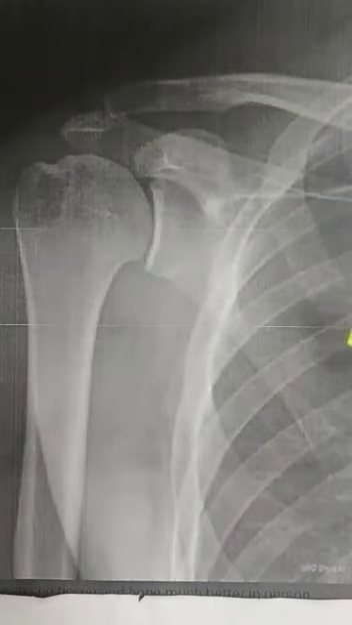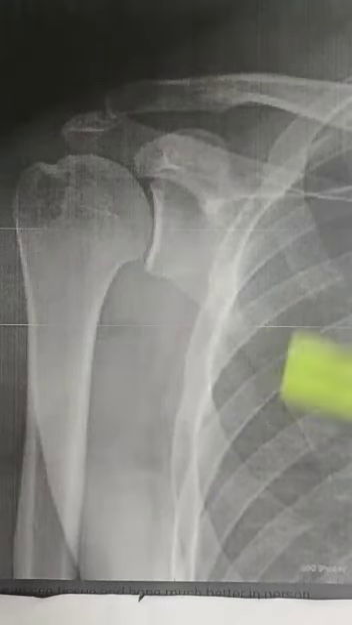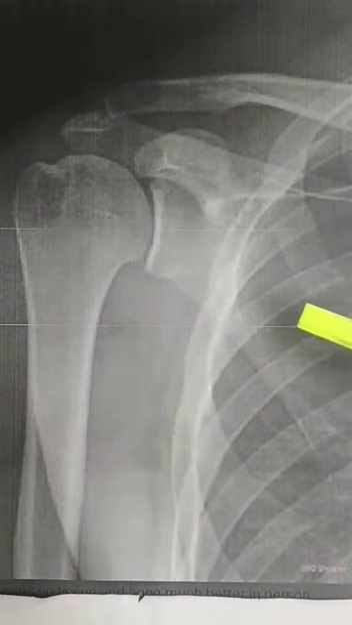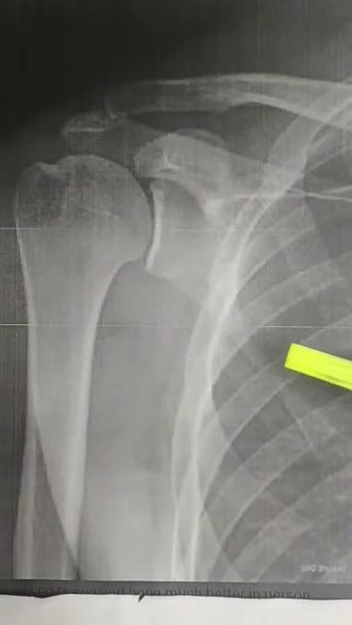But the most common or the standard view is the AP view, that is beam of the X-ray is oriented in the sagittal plane, which can be taken in internal rotation or external rotation. Today we will discuss the standard view, that is the AP view of the shoulder. Other views include the true AP view, axillary view, modified axillary view, scapular Y view, etc.